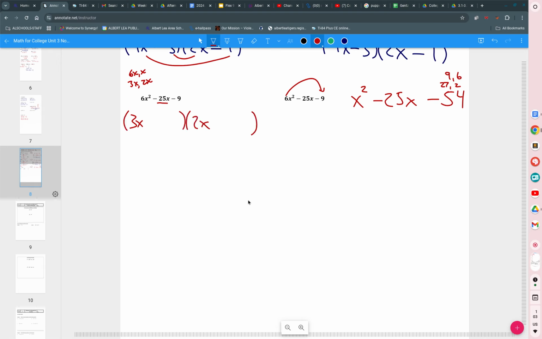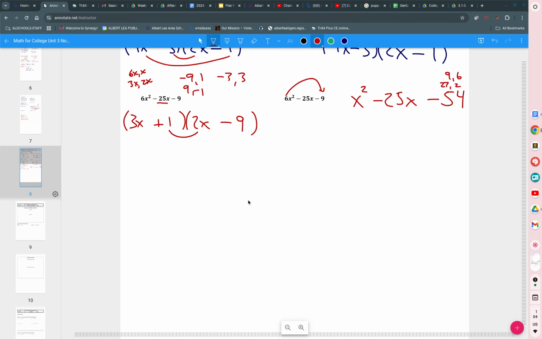And then I have 9. So I want negative 9 and positive 1, or positive 9 and negative 1. I suppose I could choose negative 3 and positive 3, or I could choose others. And we have to get to a number close to 25. So which one do you think I want? I'm going to try to use this plus 1 and minus 9. And watch how this works out.